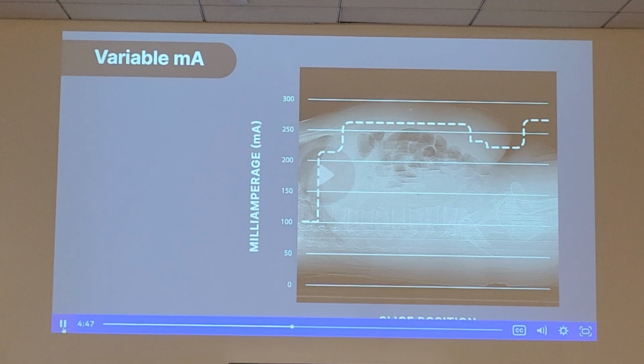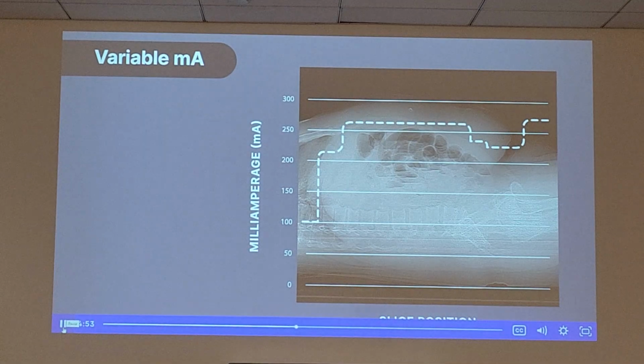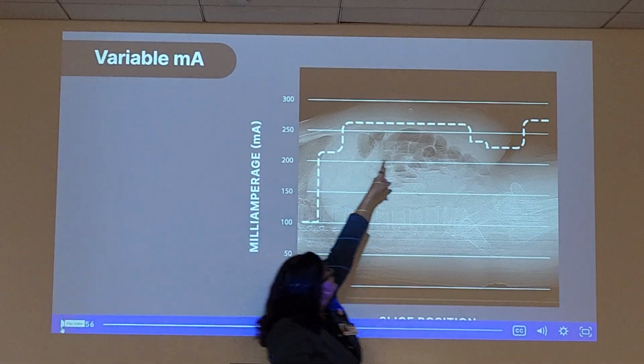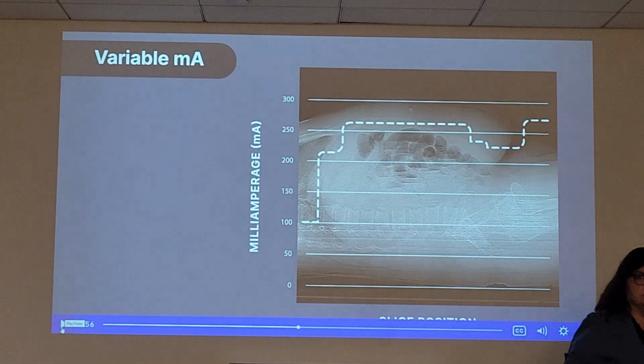These changes are valuable for controlling the patient's dose, keeping the MA lower in the least dense areas and only increasing the MA for the highest density. Why is this important, a variable MA? Because of the different densities, and that's awesome. But why not just keep it all at this level, up there? Why can't we just do that?